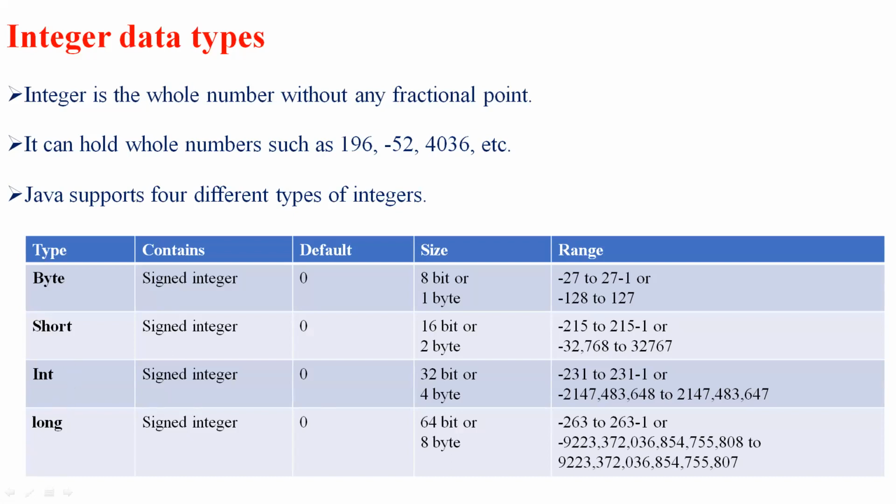Here this table will give a brief description of the 4 different data types supported by the integer kind of data. The very first one is byte.